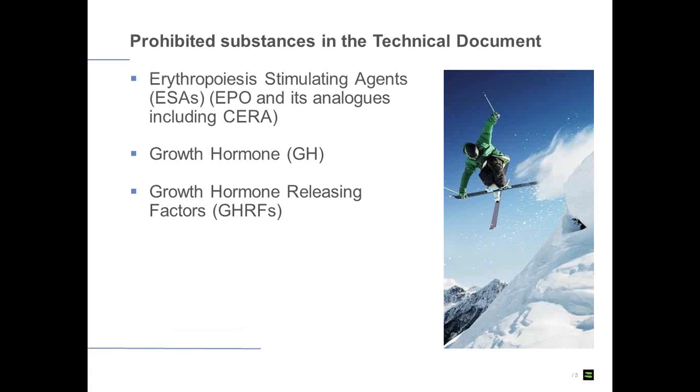The other categories of substances are growth hormone and growth hormone releasing factors. And further details are in document B of the technical document. At this point, all WADA accredited laboratories can test for ESAs and growth hormone. There are some current laboratory limitations for growth hormone releasing factors, which is why they have been grouped with growth hormone, but this will hopefully be enhanced in 2015. Details of which laboratories offer which services will be touched on later in the presentation.